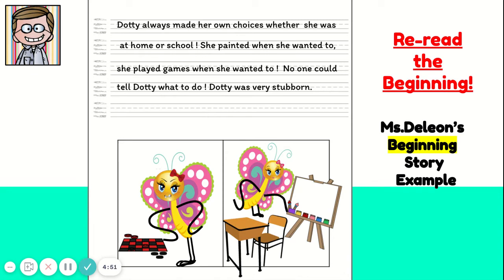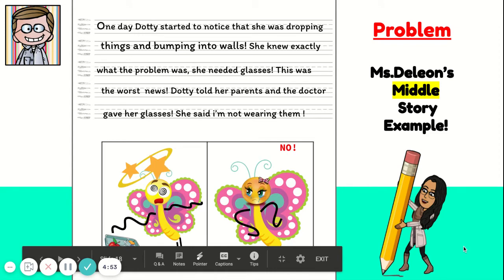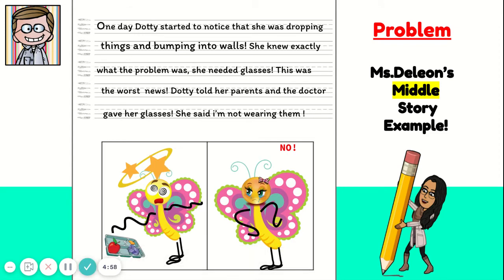Dottie was very stubborn. One day, Dottie started to notice that she was dropping things and bumping into walls. She knew exactly what the problem was. She needed glasses. This was the worst news. Dottie told her parents, and the doctor gave her glasses. She said, "I'm not wearing them."